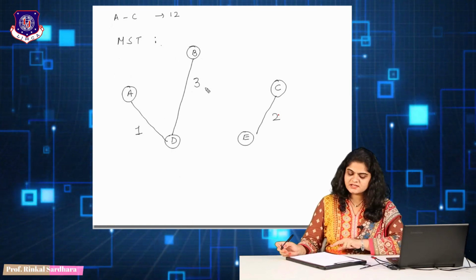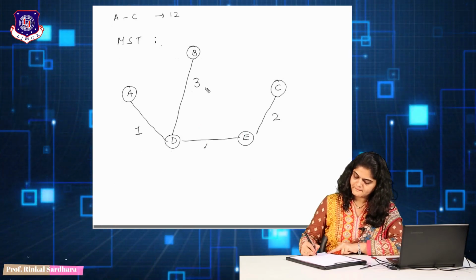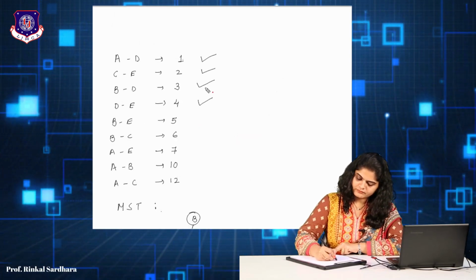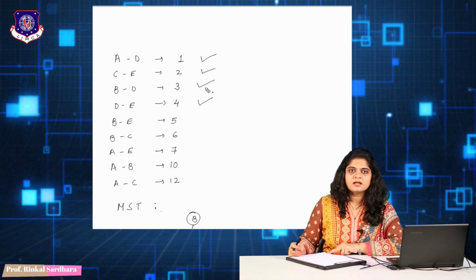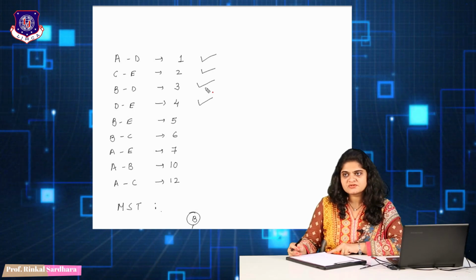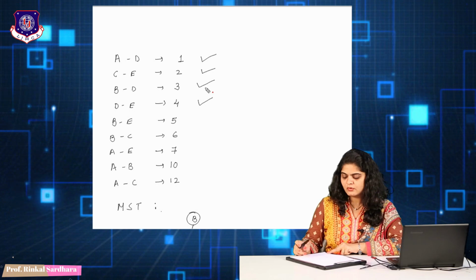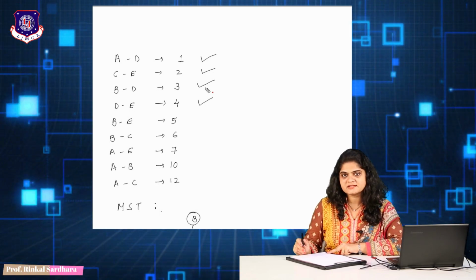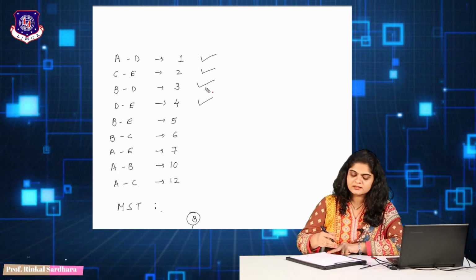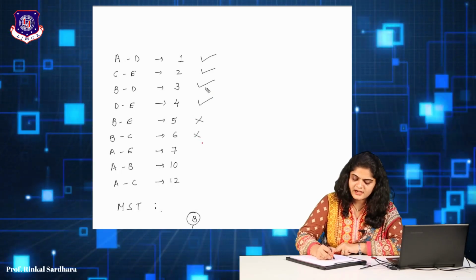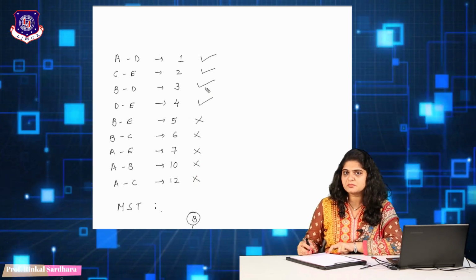The next is D to E. You have to repeat this step until you get n minus 1 edges. Here, the total number of nodes is 5, so you must have 4 edges. Here, 4 edges are there, so there is no need to check all the other edges. Just keep all these edges and you get the minimum spanning tree. This is a minimum spanning tree.